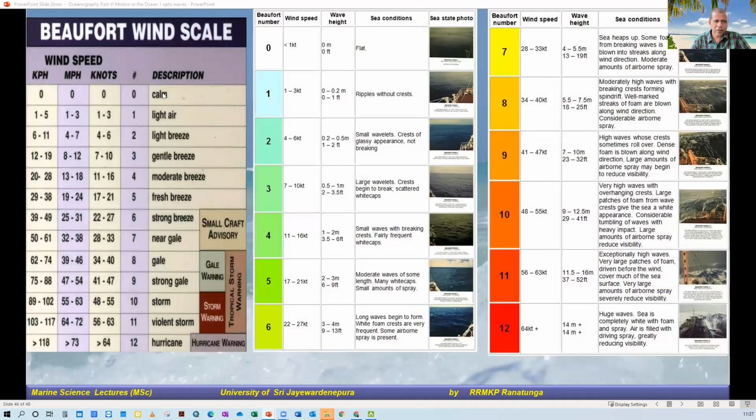You can see that 0 is calm, extremely calm seas. That's theoretically the best calm condition that you can have. The sea surface will be almost standing still. And locally we call it Muda Gangavagi.